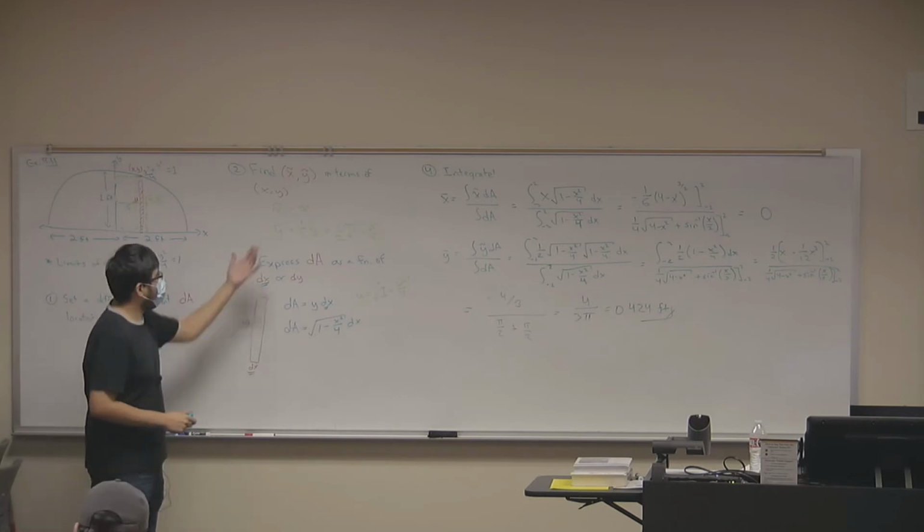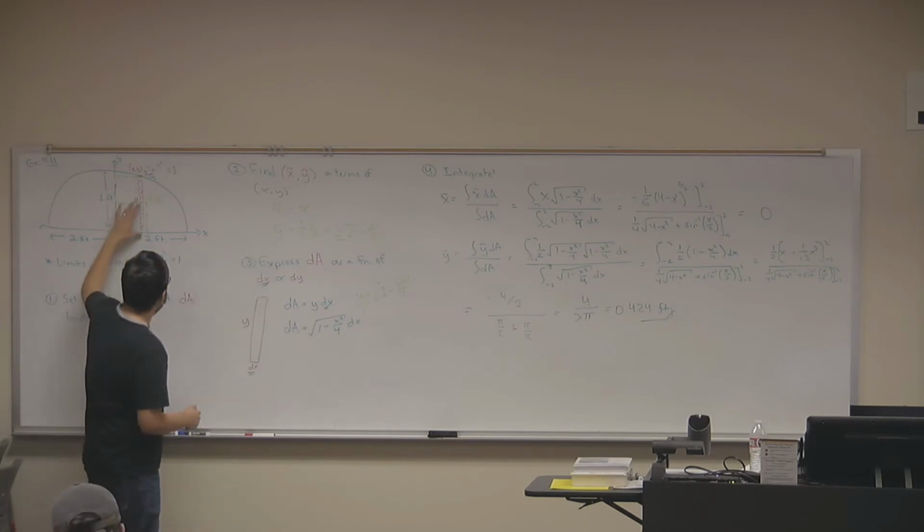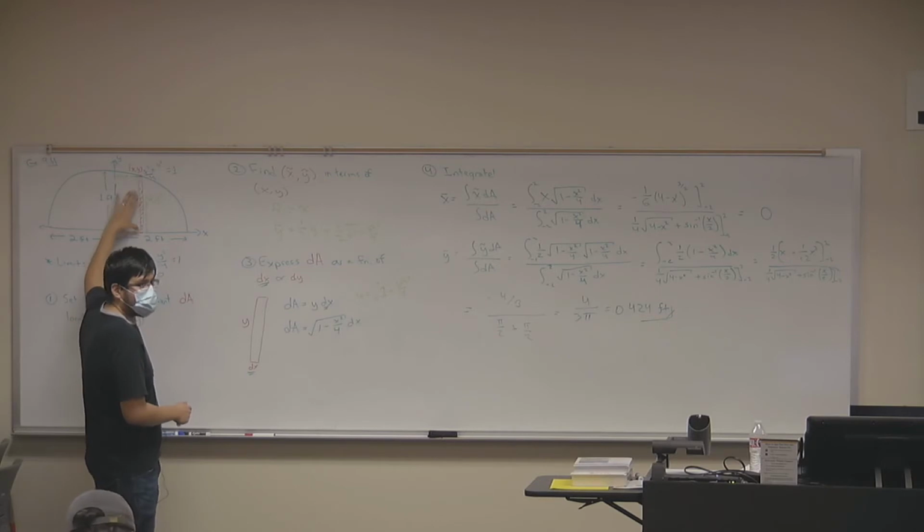Daniel, you know why y squiggly isn't equal to y, right? Because we only have half of the distance of y in the total distance.